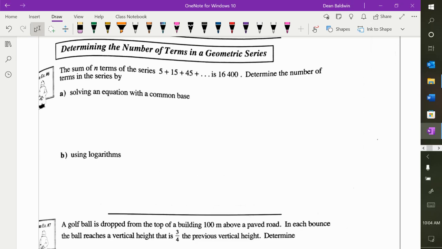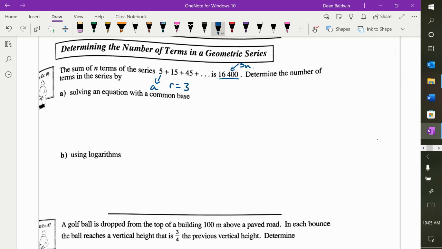Okay. The sum of n terms of a series is 16,400. So they're giving us the sum. There's our sum. That's not Tn, that's a sum. All right. How many terms are in this series? That's the question. So that is the sum. This is our A value. What's our R value? 3.